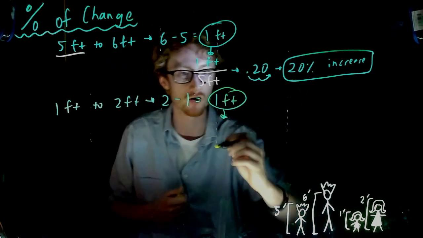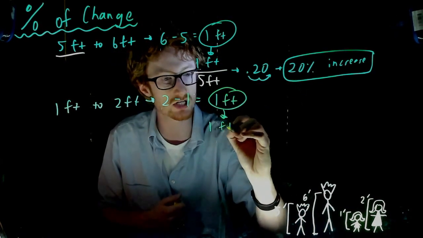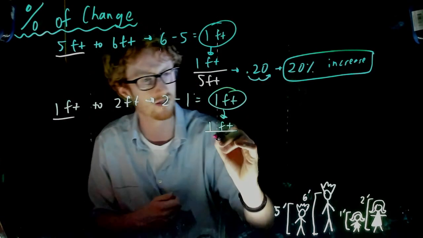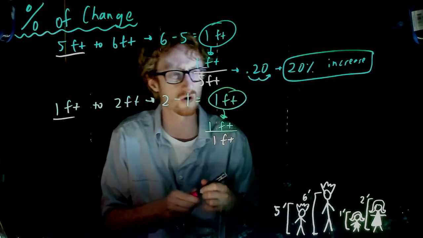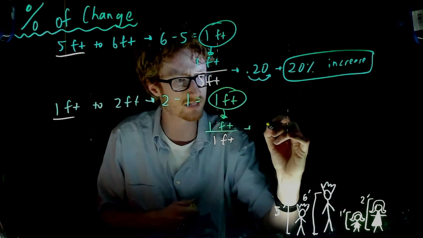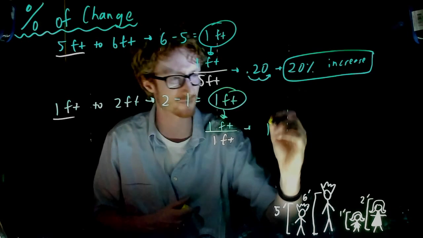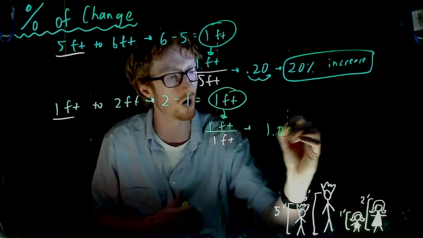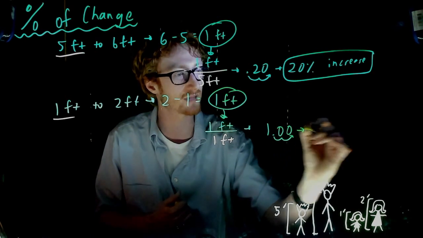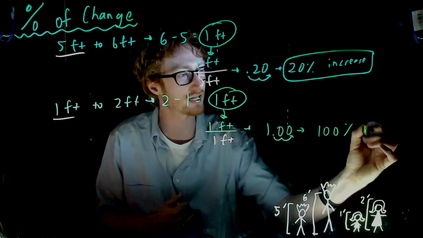Well, let's find out. So again, the change is 1 foot versus the initial height, which hers was 1. This is going to be where it gets a little interesting. So 1 divided by 1, that's 1. Now you may say, well, how do I write that as a decimal? 1 is the same thing as like 1.00, right? So if I move this decimal 2 places over, that's going to be a 100% increase.